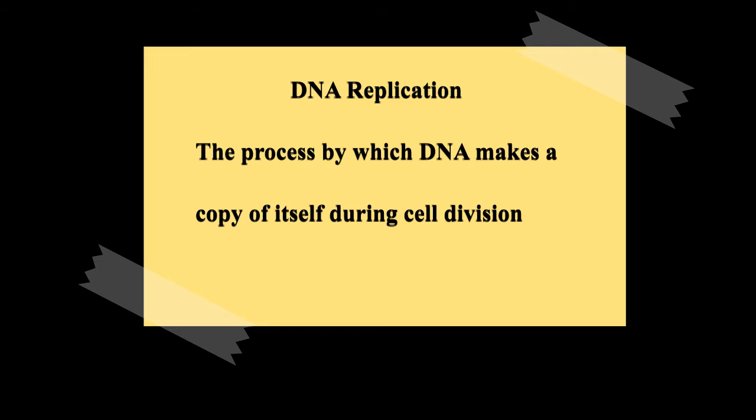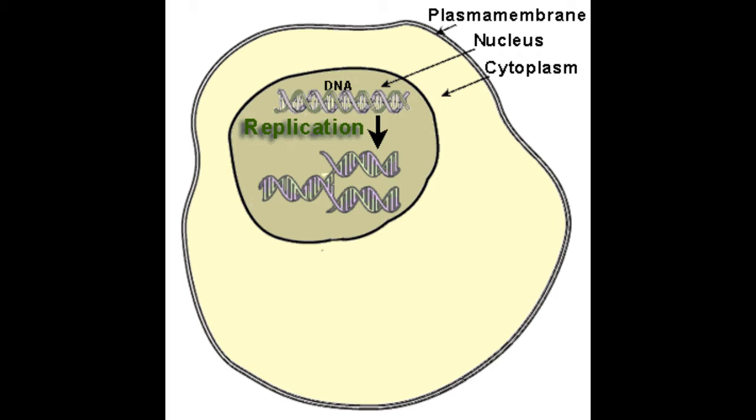Before we jump into the topic, let's explain what it is. DNA replication is the process by which DNA makes a copy of itself during cell division. Depending on the type of cell, it can occur in different sites. For example, in eukaryotes, DNA replication takes place in the nucleus, while in prokaryotes, it's in the cell cytoplasm.